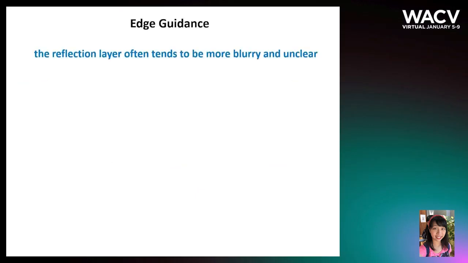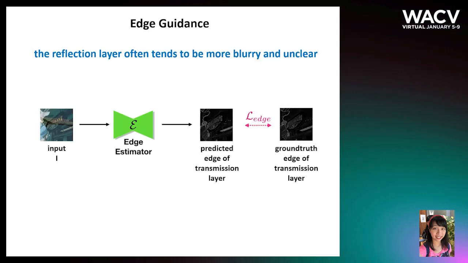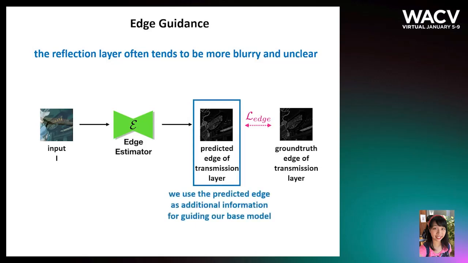The first of our proposed auxiliary extensions is to have the edge guidance. We are motivated by the observation that gradients of transmission and reflection layers usually exhibit different distributions, where the reflection layer often tends to be more blurry and unclear. Hence, we employ an edge estimator to predict the gradient of the transmission layer from the input image I, and then we use the predicted edge as additional information for guiding our base model.